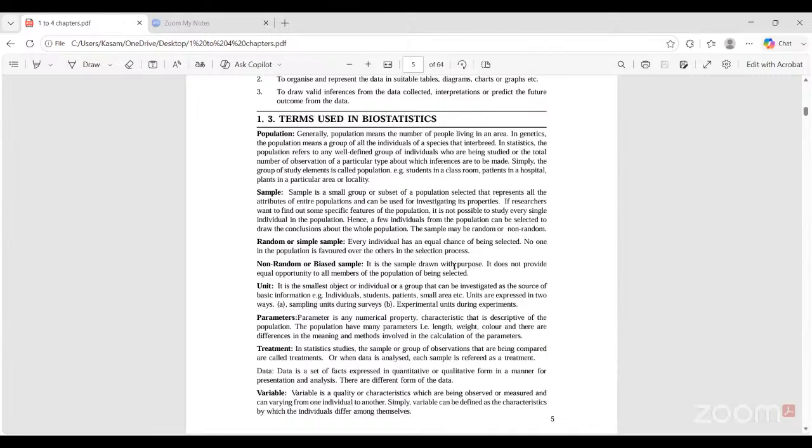A small amount taken from the large sheet, sir. That is a sample.